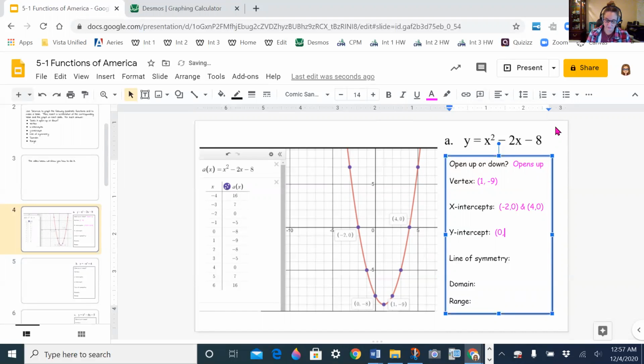So 0, negative 8. And then line of symmetry. The line of symmetry is where if you were to fold the graph in half, it would be on top of itself. So that's going to be going through the center, the middle part of your graph. It is going to be, in this case, going through the vertex at x equal 1.